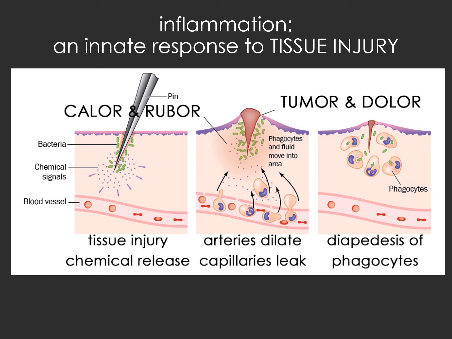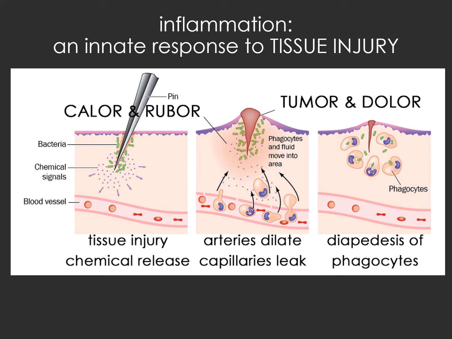Now, in addition to being red, blood is also hot because it's coming from the core of the body. So when those blood vessels dilate and the warm blood comes into the area, not only does it make that area red, it makes that area warmer. So the arteries dilating and bringing increased blood flow to the area are responsible for two signs of inflammation: calor, which is heat, and rubor, which is redness.